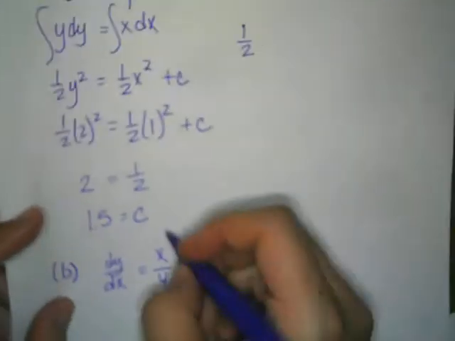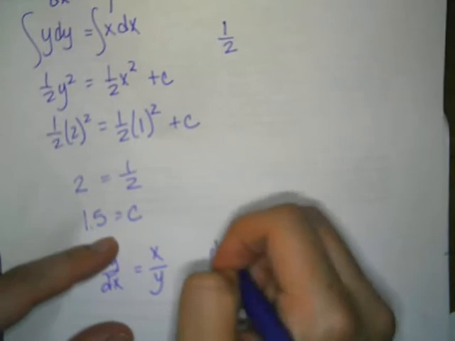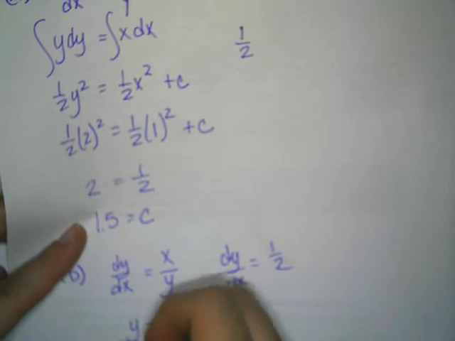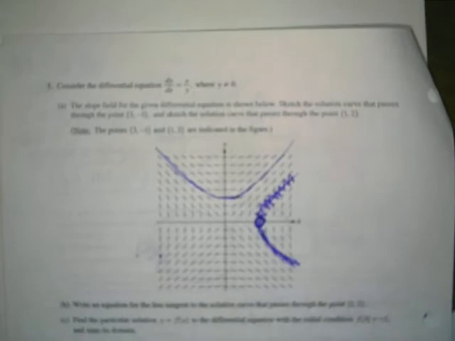Okay. So, sorry, that's just plugging 1 in for x and 2 in for y to get your derivative. And so y minus 2 equals 1/2 times x minus 1. So that's your equation of your tangent line. And then back to part C, find a particular solution to the differential equation with the initial condition (3, -1).